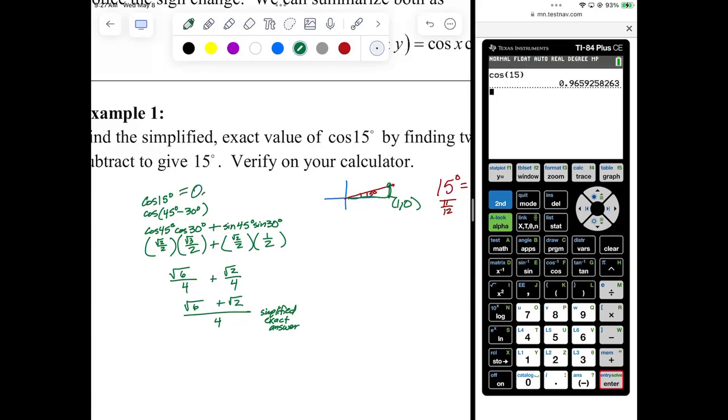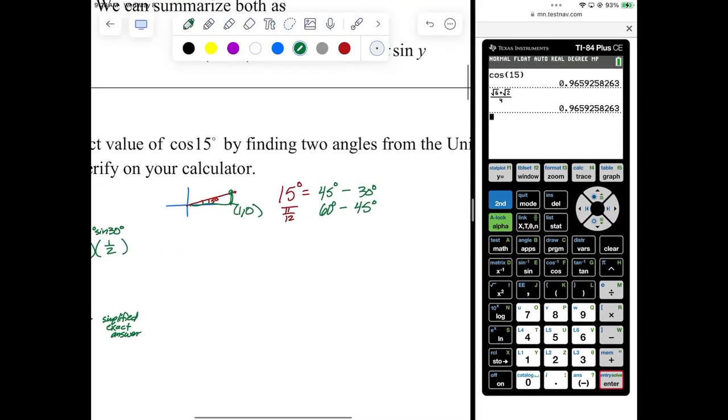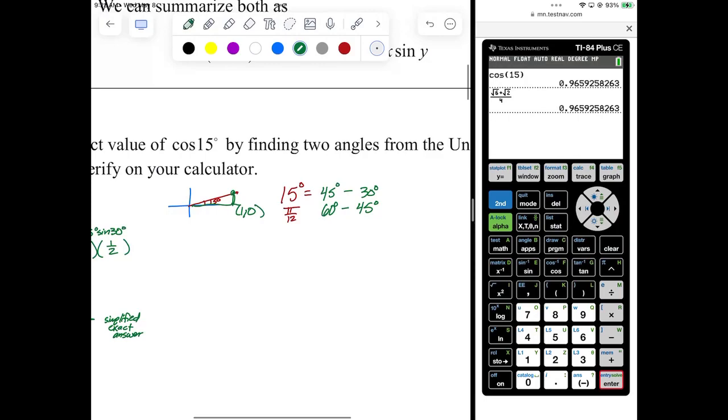It's 0.9659. Now, let's type in the expression we got. Alpha x, we go the square root of 6 plus the square root of 2, all over 4. You think it's going to be the same number? And I hope so. Yeah, it is the same number. Very good. So it works. At least it works for 15 degrees, right? Do you want to do it using 60 and 45, or you think that it's unnecessary? Do you think it'll work with 60 and 45?